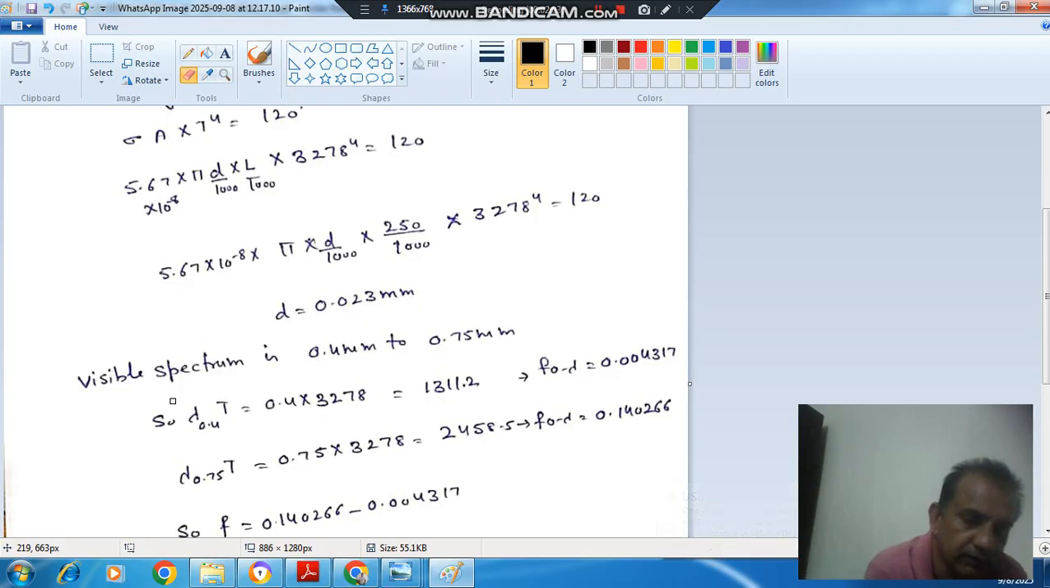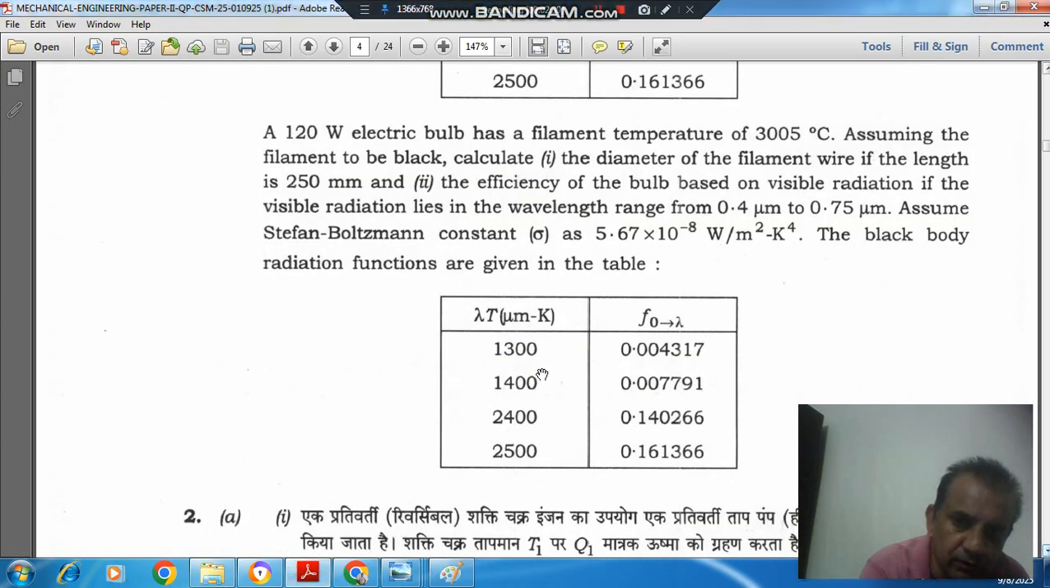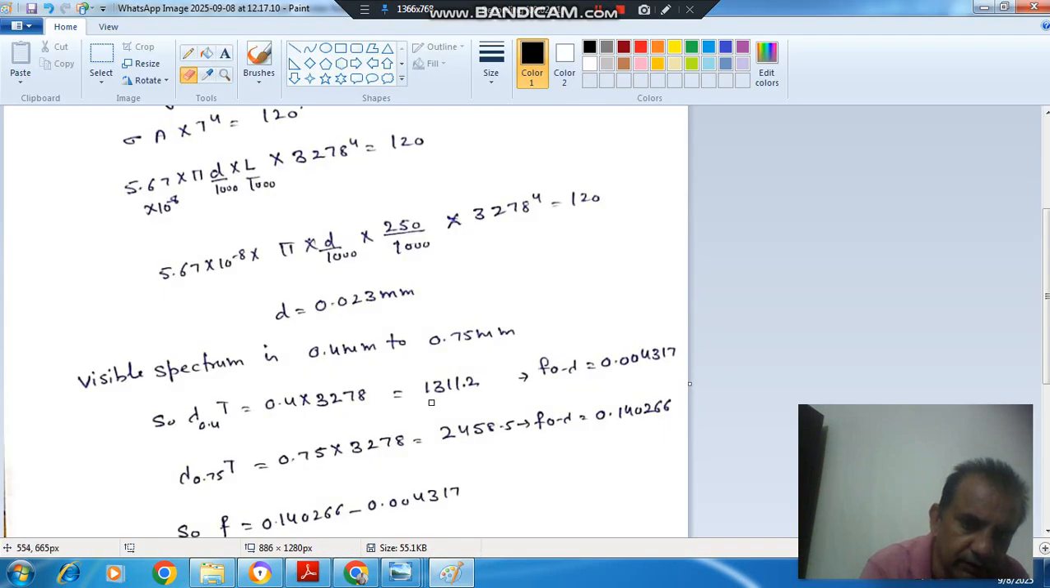Now the visible spectrum is between 0.4 micrometer and 0.75 micrometer. So lambda T corresponding to 0.4 micrometer is 1311.2, and lambda T corresponding to 0.75 micrometer is 2458.5. From the table we can see that corresponding to 1300 this value is there, and corresponding to 2400 this value is there. Approximately these are the same values because it makes a very small difference, so we will take the values as they are.